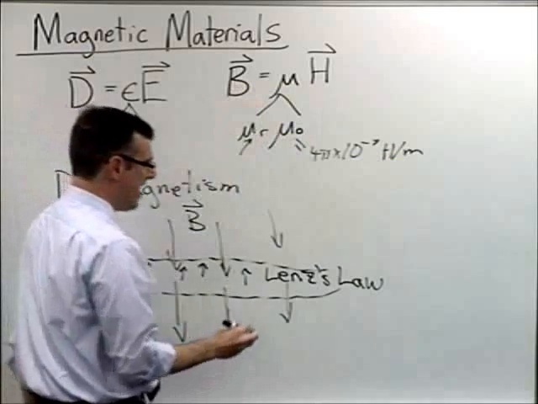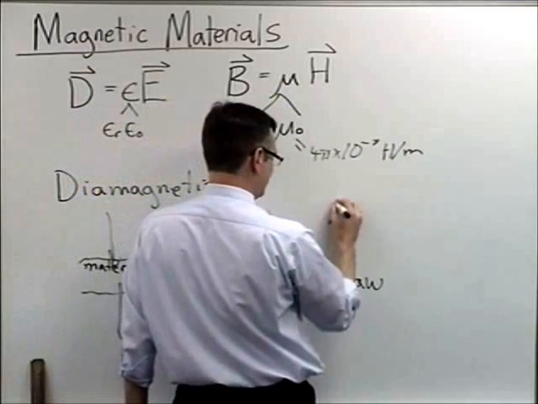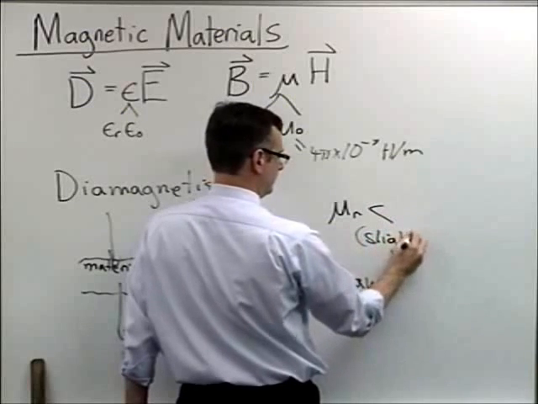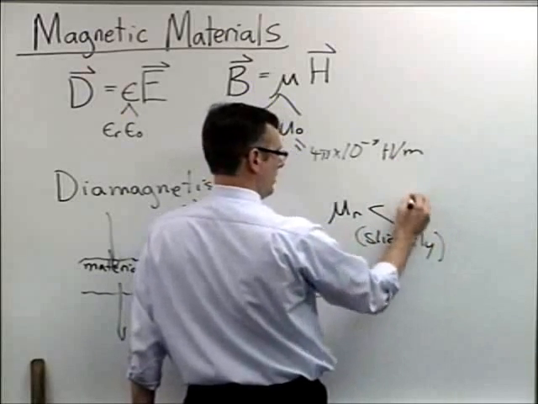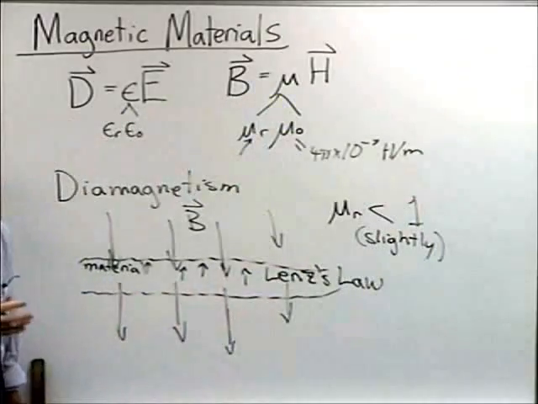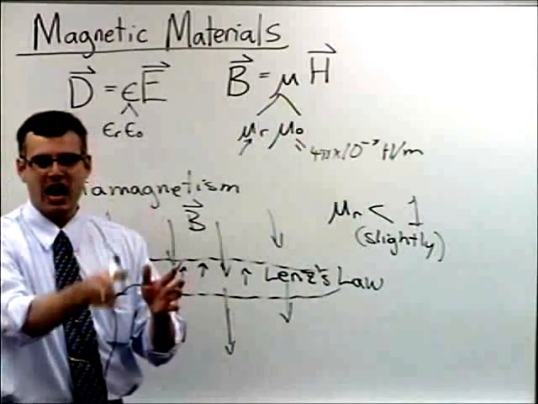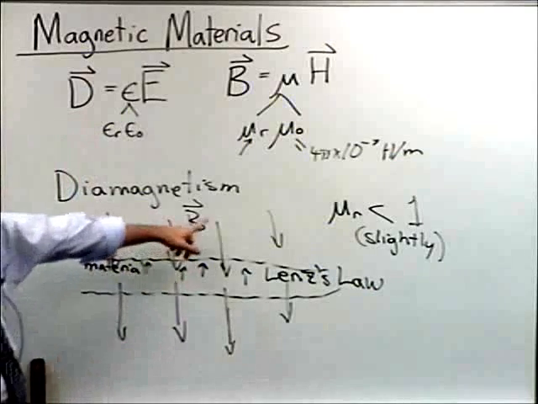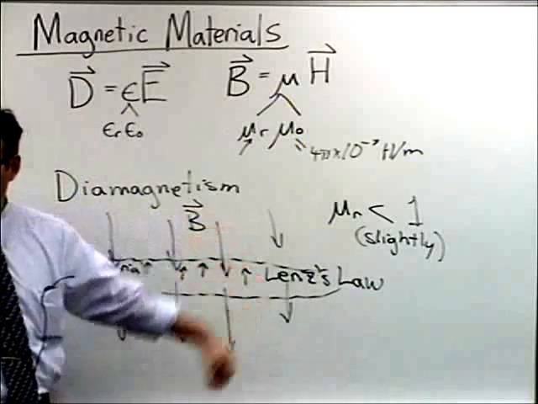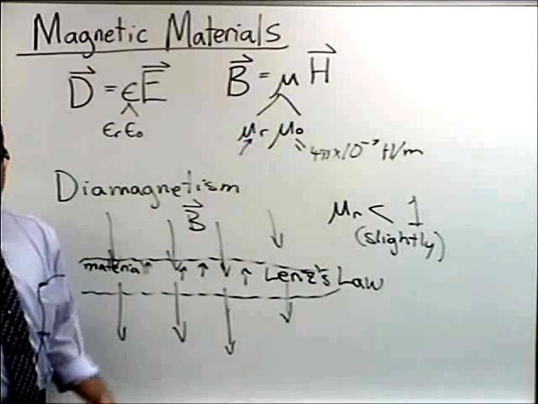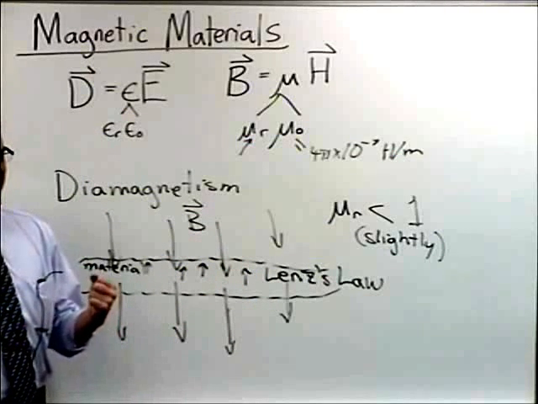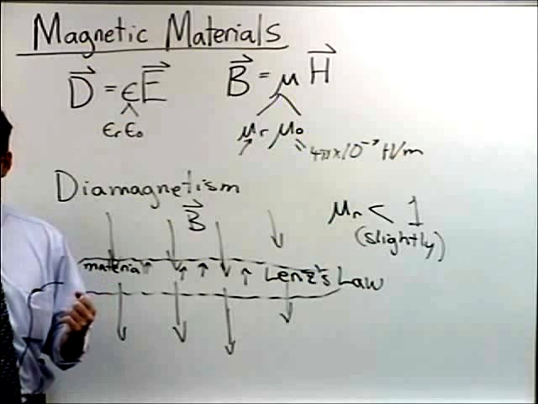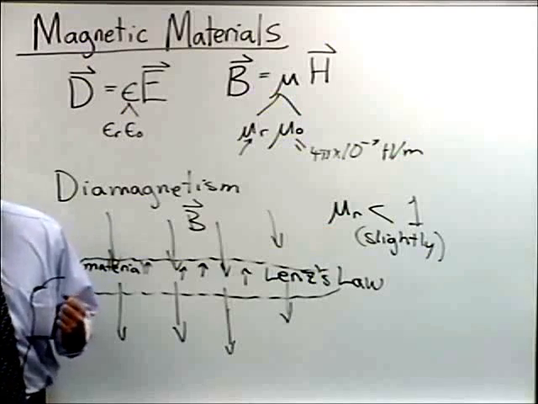And it's an attribute of diamagnetic materials that mu sub r is slightly less than 1. And when I say slightly, it's usually 0.999 some other numbers. It's a very weak phenomenon. This is the weakest of all magnetic manifestations, diamagnetism. The unique thing about it is that it results in a mu sub r that's 0.99 something.